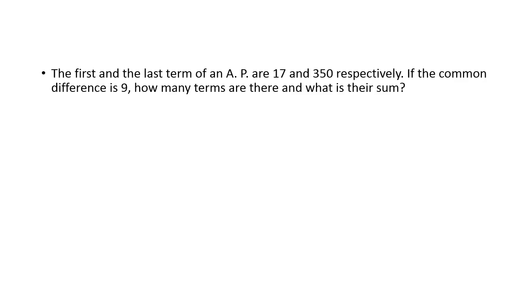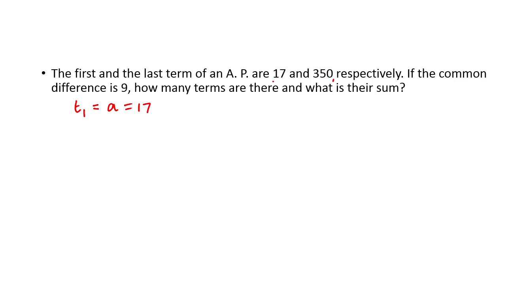Let us consider the next example. The first and the last term of an arithmetic progression are 17 and 350 respectively. If the common difference is 9, how many terms are there and what is their sum? So the first and the last term are given. So first term we know, we write it as T1. Okay, and the first term in an arithmetic progression is the A itself. A is the first term, and this A is given to be equal to 17.